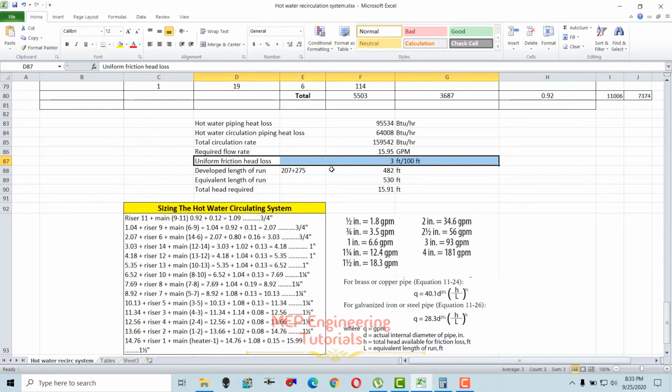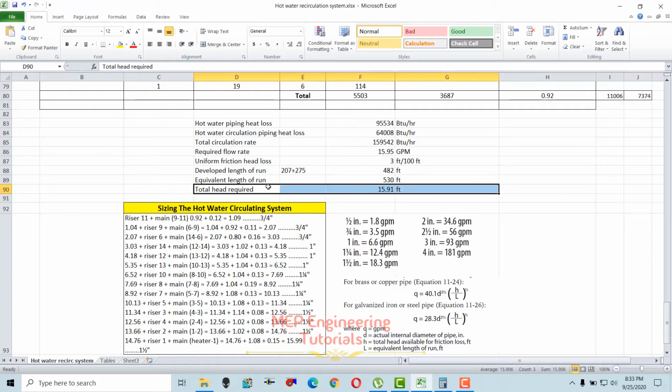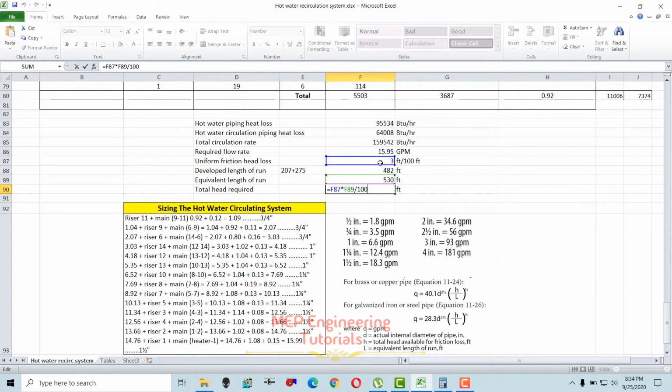If you increase this value to 5, 8 or 10, you will have more losses. That's why we have selected 3 to have a uniform loss. So if you want to calculate the head required now for the recirculation system, how will you get that? You just need to multiply this uniform head loss with the equivalent length which we have calculated here, divided by 100. You will get the head.